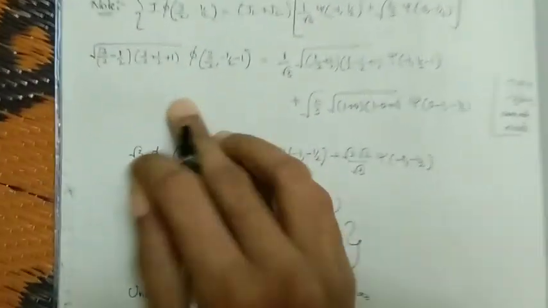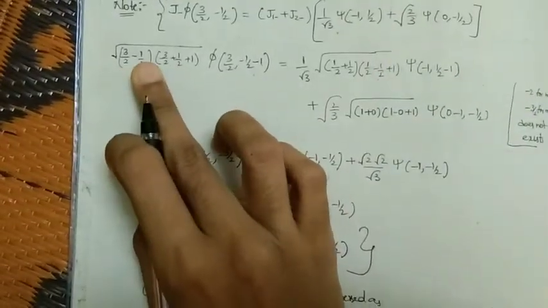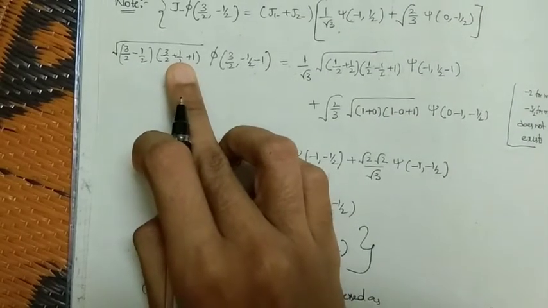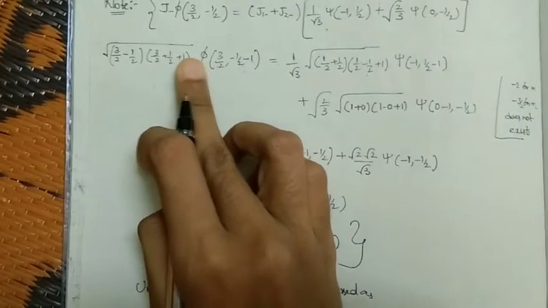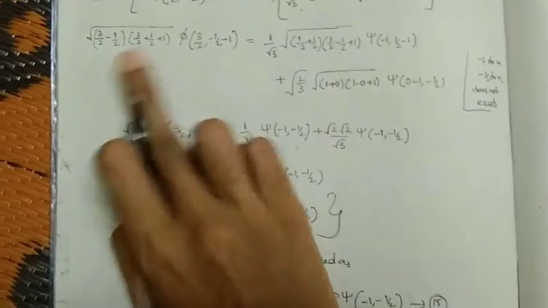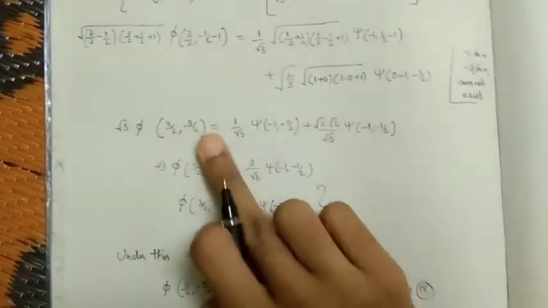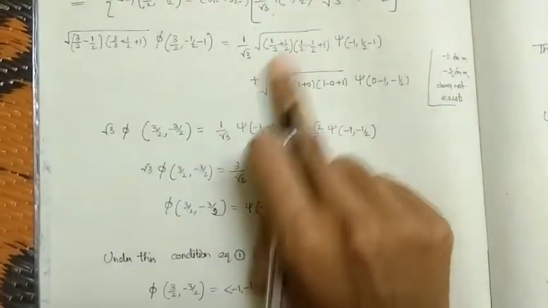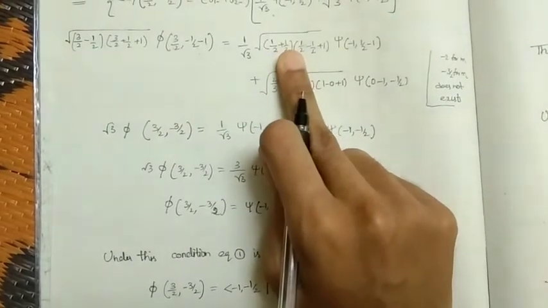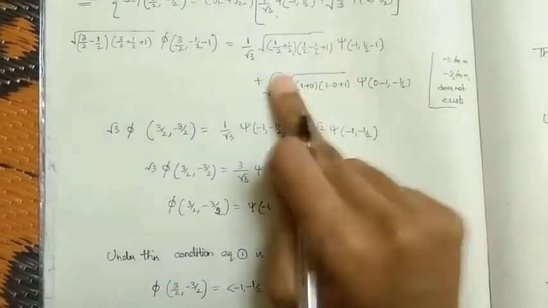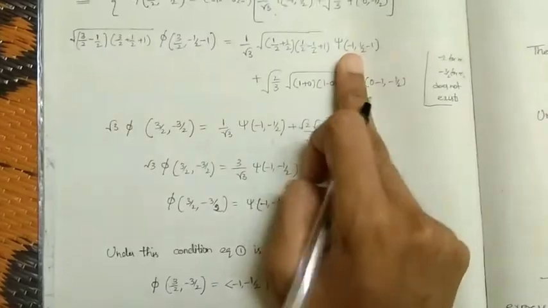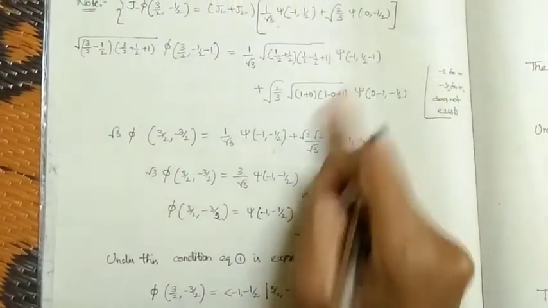Now if we simplify, 3 by 2 minus half is nothing but 1. 3 by 2 plus half is 2. 2 plus 1, root 3. 1 into 3, root 3. So this is the term. And here half plus half is 1. Half minus half would get cancelled, so root 1. We would have 1 by root 3 ψ(-1, half comma minus half), with m2 being minus half.